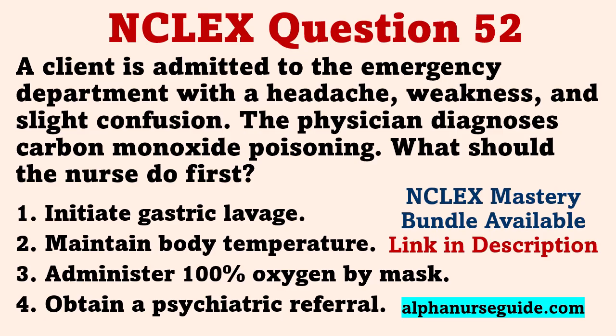The correct answer is 3. Carbon monoxide poisoning develops when carbon monoxide combines with hemoglobin. Because carbon monoxide combines more readily with hemoglobin than oxygen does, tissue anoxia results. The nurse should administer 100% oxygen by mask to reduce the half-life of carboxyhemoglobin.